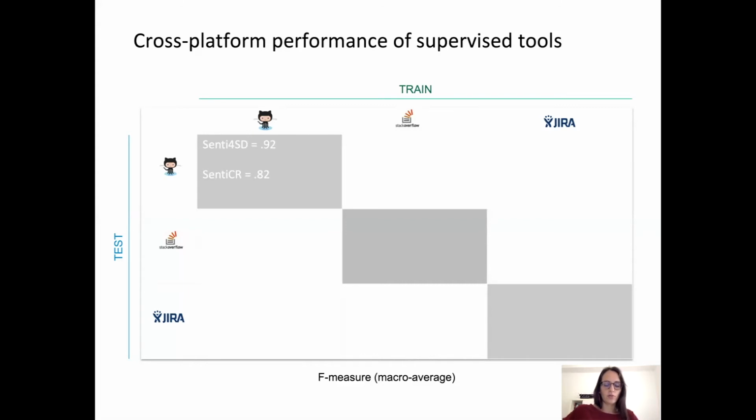So let's start from supervised tools and GitHub. And let's assume you have a target platform in your study, which is GitHub, and you have a gold standard for retraining. Now, within-platform condition, you would end up observing very, very good performance. Like, for example, we have 0.92 F-measure for Senti4SD and 0.82 for SentiCR.